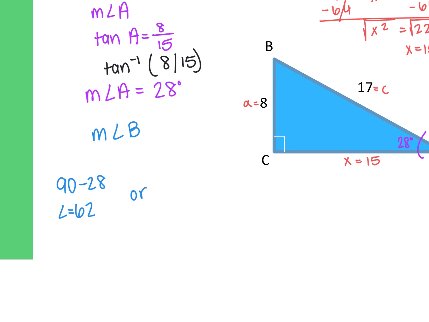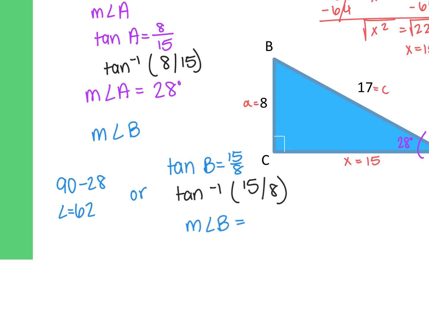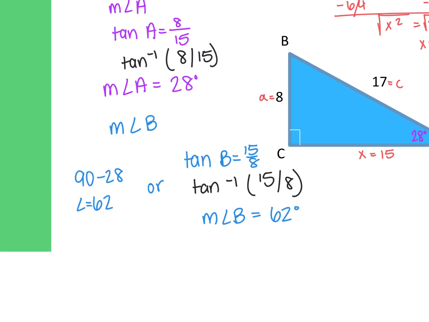Or I can definitely plug it in. Measure of angle B, I'm going to use tan B is equal to 15 over 8. I'm solving for my angle, so I'm going to use my inverse. And then that's still going to give me the same answer. Measure of angle B is going to equal 62 degrees.